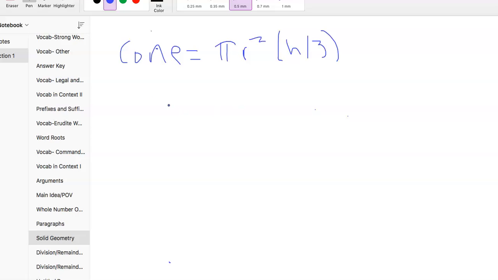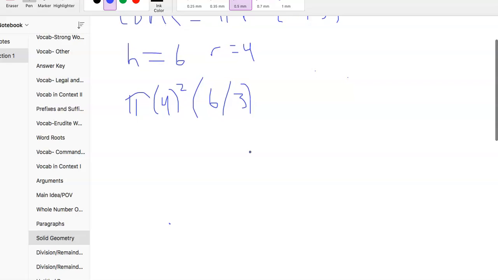Okay, and then let's do a problem here. We'll say h is 6, r is 4. Okay, so start off with our pi r squared. So pi, radius is 4, right? Times 4 squared times, it says h is 6. We divide that by 3. Okay. So already starting to look a little more manageable.